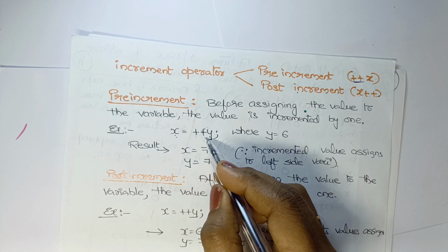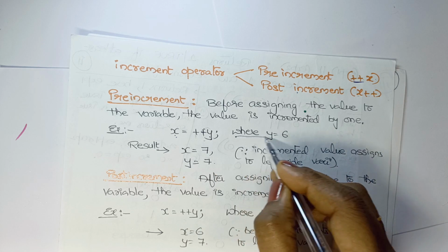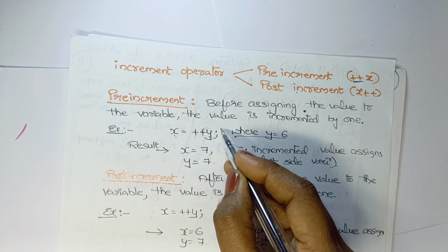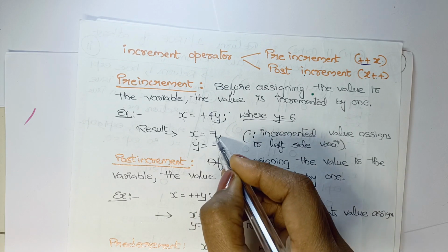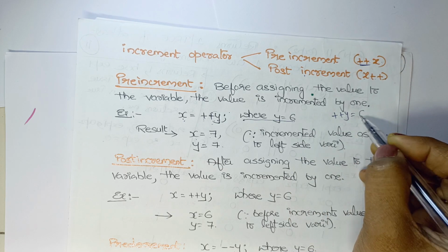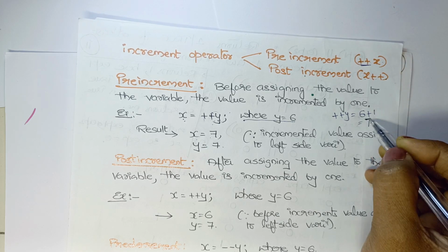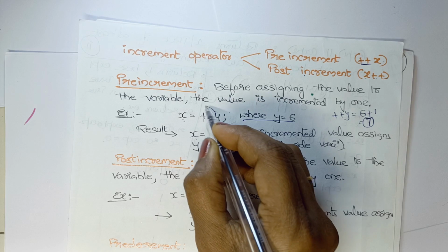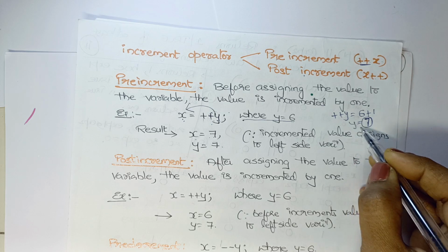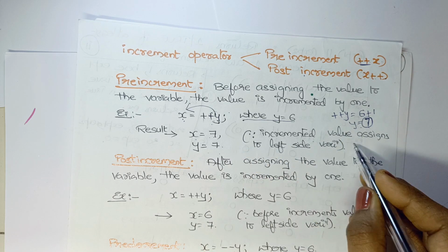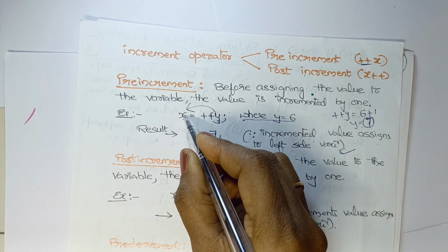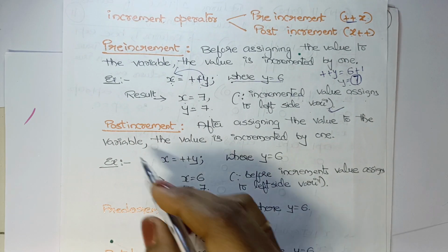For example, x is equal to plus plus y, where y is equal to 6. Plus plus means it increments the value by 1. So what is x now? y is equal to 6, and plus plus y means the y value will be incremented by 1. After the increment, it is assigned to x, so now x is equal to 7, and y is also 7. The incremented value is assigned to the left side variable. After the increment, it assigns its value to the left side variable. That is pre-increment.